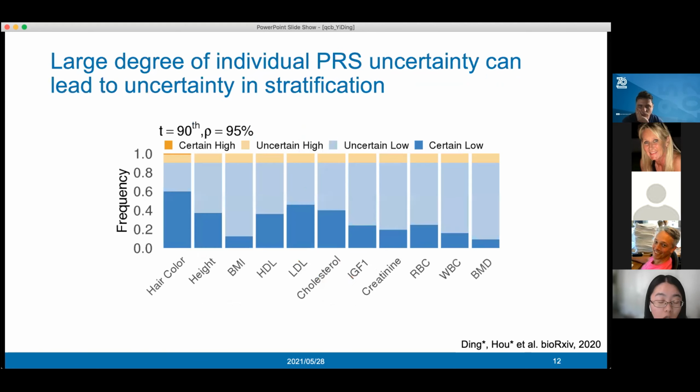Next, we applied this process to 11 traits in the UK Biobank. And we find that there's a large degree of individual PRS uncertainty.